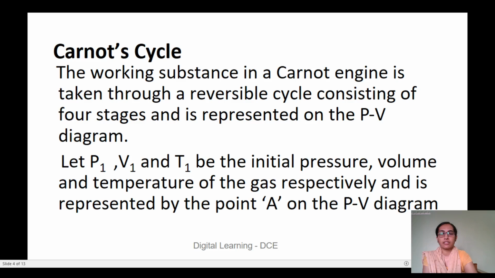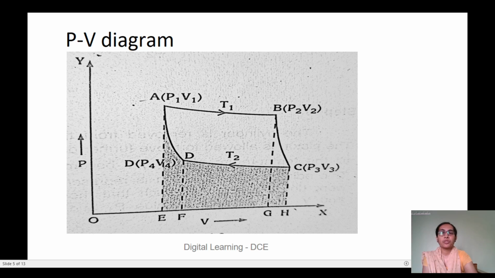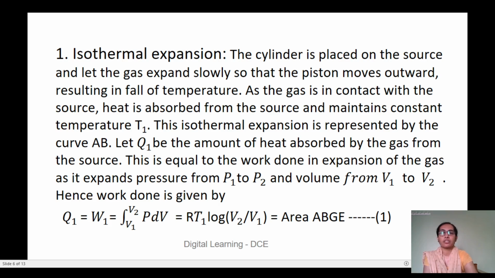Now let us consider the working substance at the initial state having coordinates P1, V1 and T1. That is, let P1, V1 and T1 be the initial pressure, volume and temperature of the gas respectively, and it is represented by the point A on the PV diagram. This is the PV diagram where volume is taken along the x-axis and pressure along the y-axis. The state A represents the initial state of the working substance with the coordinates P1, V1 and T1. Now let us consider the 4 stages of the Carnot cycle.